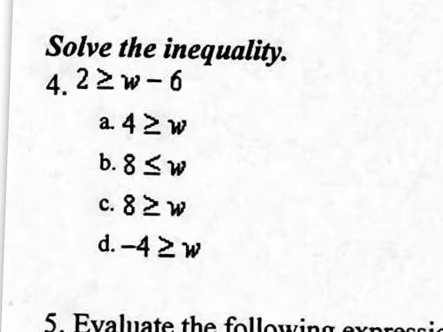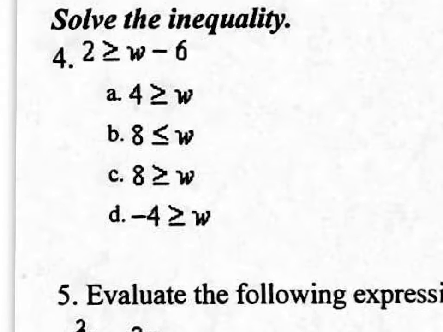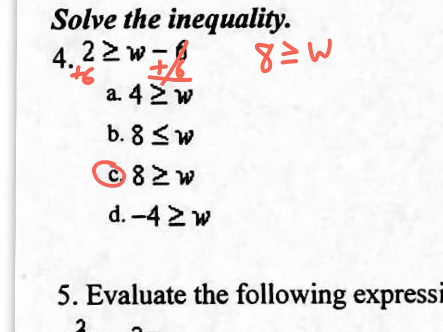Moving on. Solve the inequality there. The w is on the right side, so we're going to have to get rid of the minus 6 by going plus 6. Plus 6. We're going to have a new equation that says 2 plus 6, that's 8, is greater than or equal to w. And that's the answer. We just need to find it, which is C. I don't know why they didn't switch and put the w on the left. Anyways, let's move on to number 5.